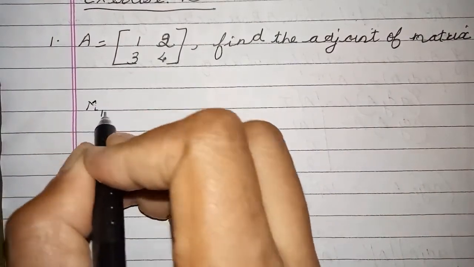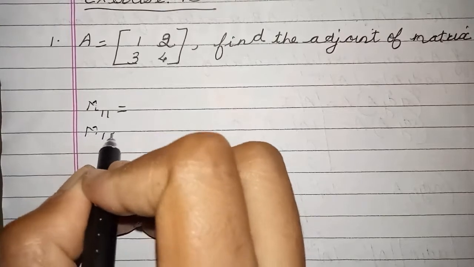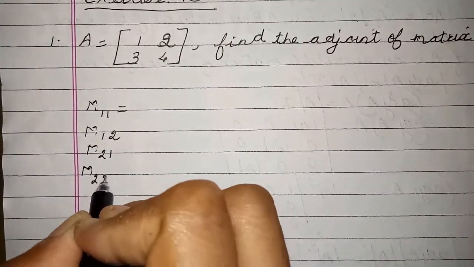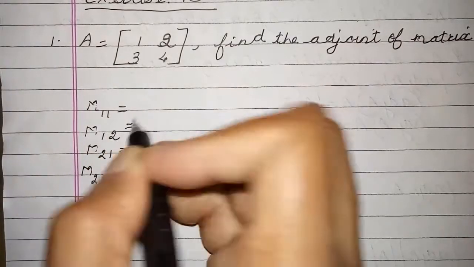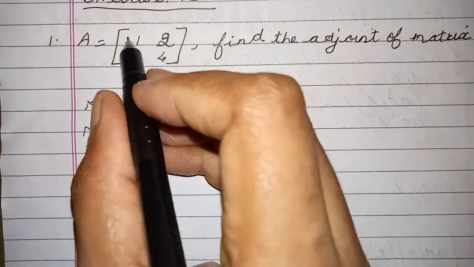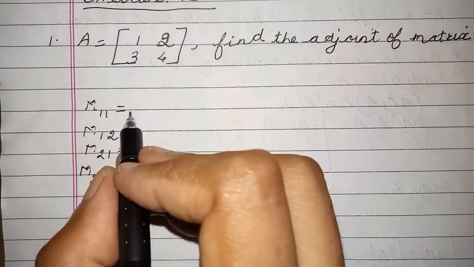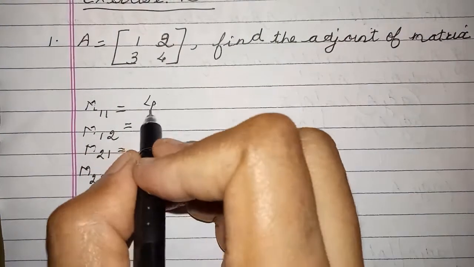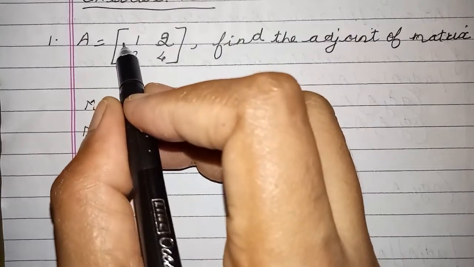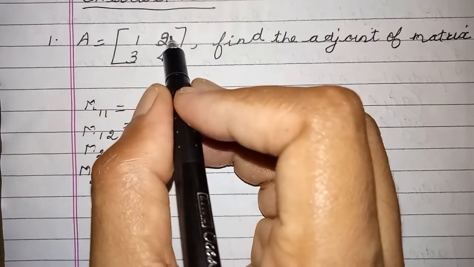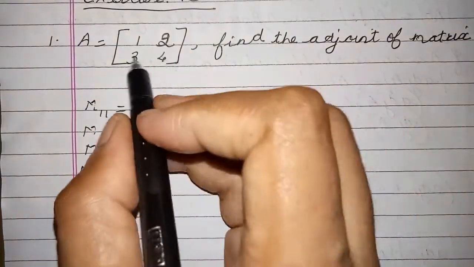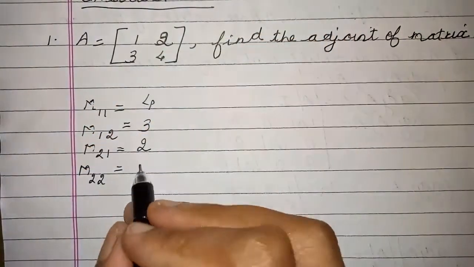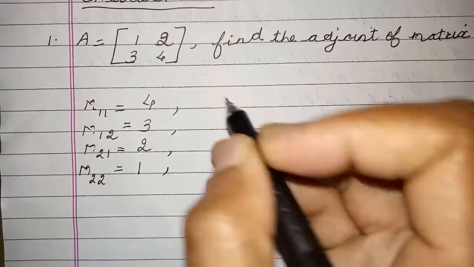So M11, M12, M21 and M22, because it is a 2 cross 2 matrix. What will be M11? First row, first column you delete. Now first row, second column. Second row, first column. Second row, second column.